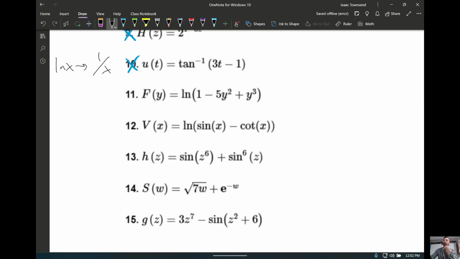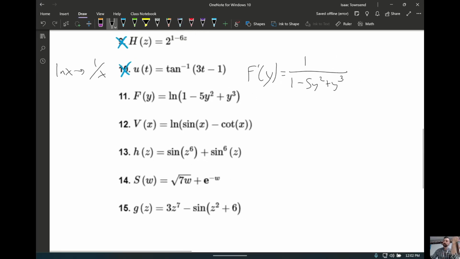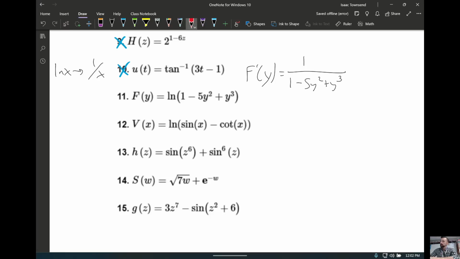The natural log of this stuff is going to become 1 over this stuff. It's the exact same format as 1 over x. It's just a much fancier x this time. Times the chain rule step, which would be the derivative of the inside piece. 0 minus 10y plus 3y squared. All of that's needed for the derivative.